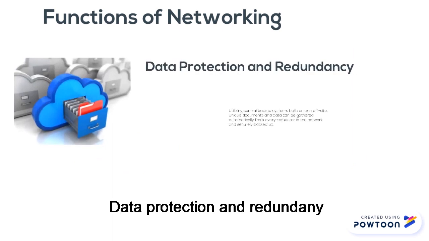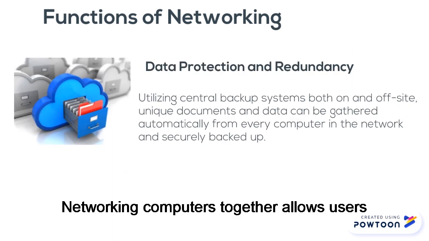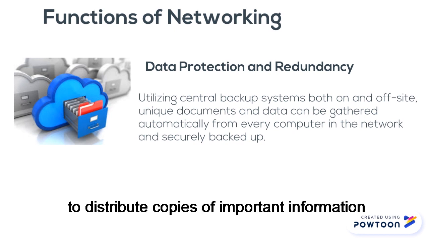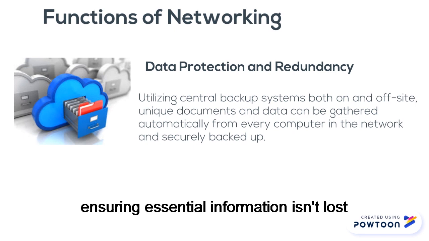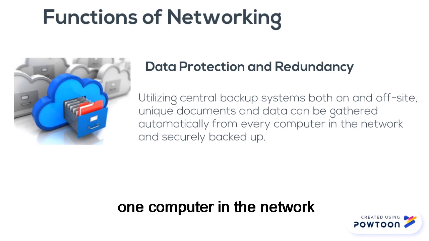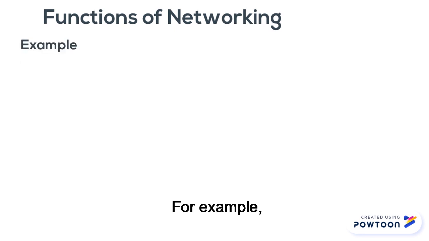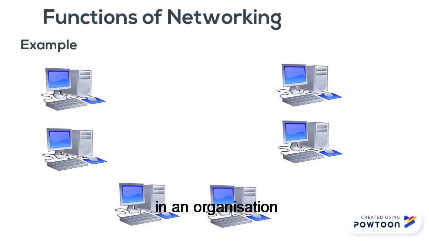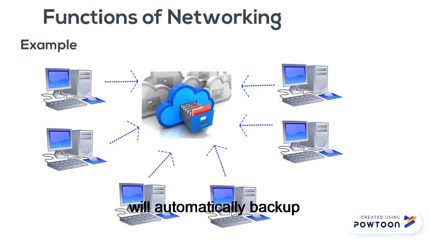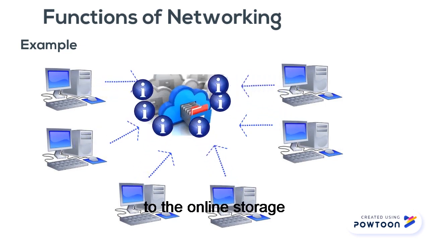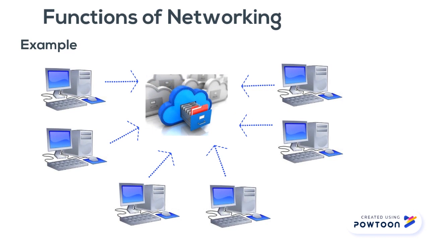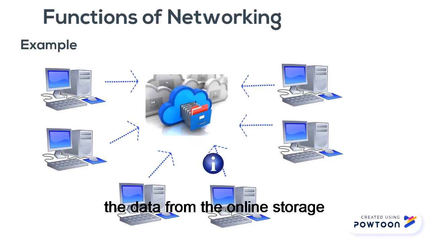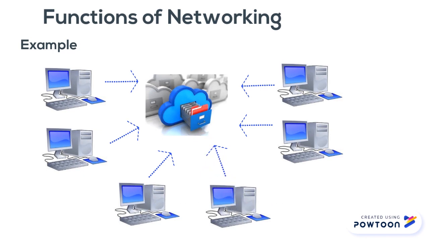Data protection and redundancy. Networking computers together allows users to distribute copies of important information across multiple locations, ensuring essential information is not lost with the failure of any one computer in the network. For example, in an organization, all the information in each computer will automatically back up to the online storage through networking. If one of the computers loses the data, the computer can just retrieve the data from the online storage through networking.